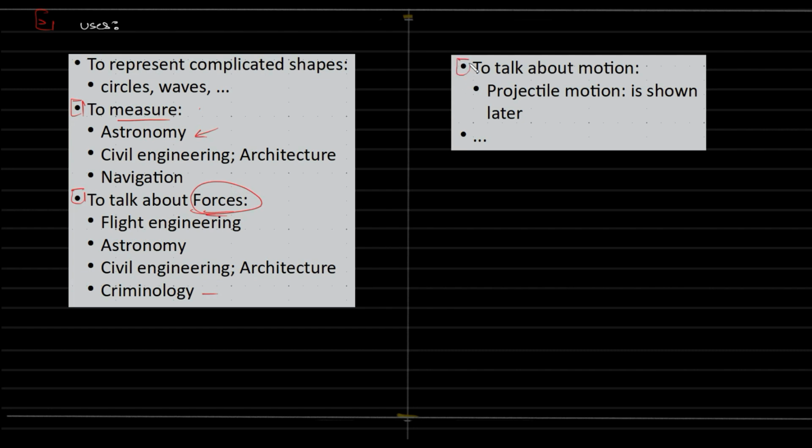To talk about motion. If you talk about force, force leads to motion. So we can talk about projectile motion. Any complicated motion can also be shown with the help of trigonometry. Projectile motion is something like this: when you throw a ball, the ball moves through a projectile motion. This is a small list of things.